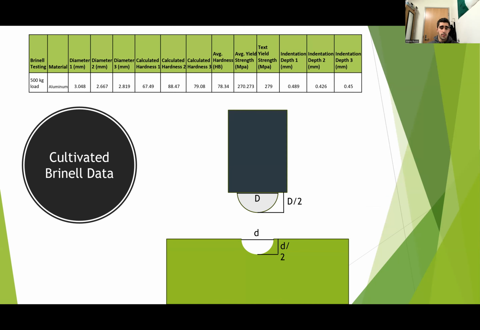Here we have the data simply from the one aluminum test using the Brinell tester with the calculated hardness average, which was then used to find the yield strength and compared to a text value of 279 megapascals. And the indentation depth was also calculated by using the known diameter of the ball and the known diameter of the indentation it made. If we assume that the ball was essentially just the radius sticking down, or half the diameter, then using the same ratios of the diameters of the indentation and the indenter itself, we could simply use geometry to calculate how deep the indentation was actually made.